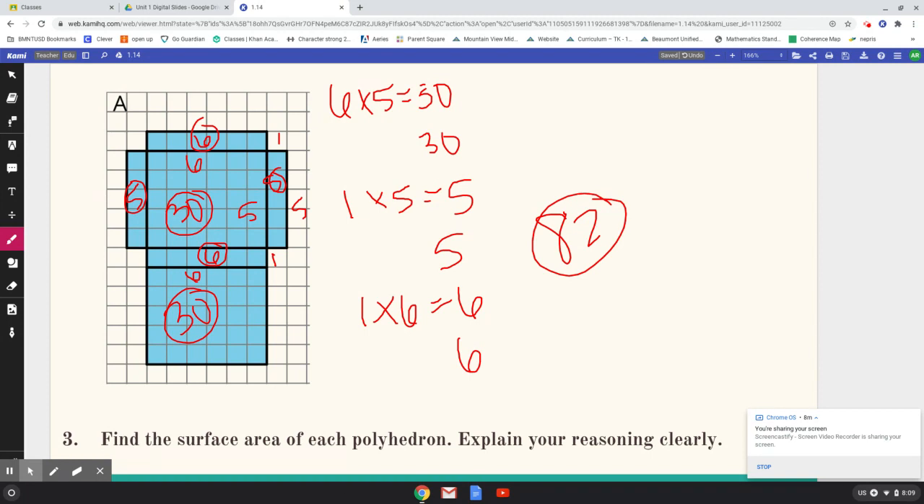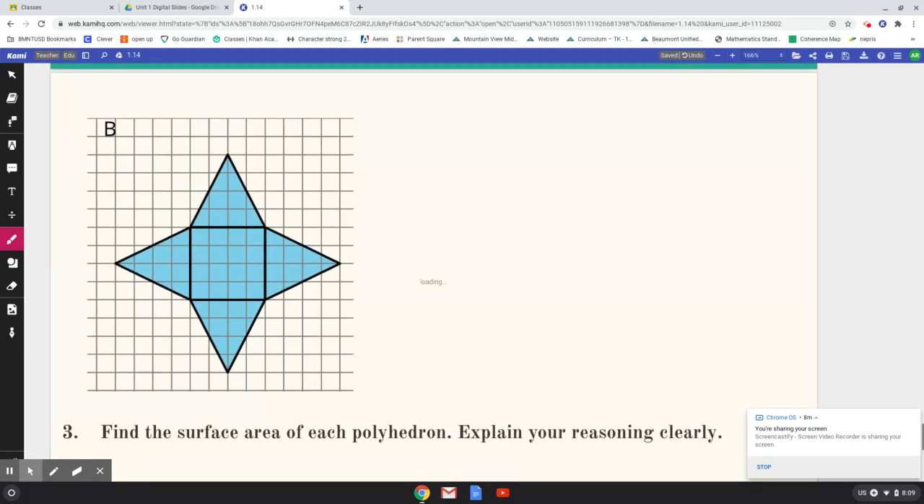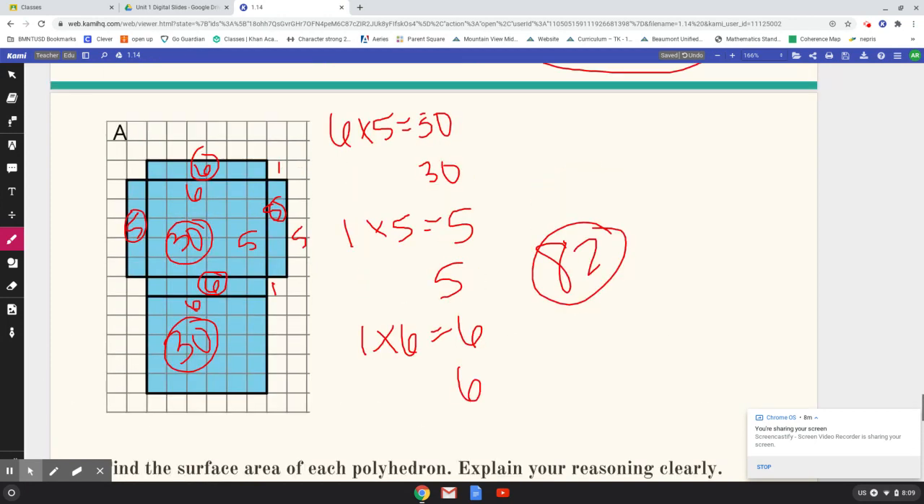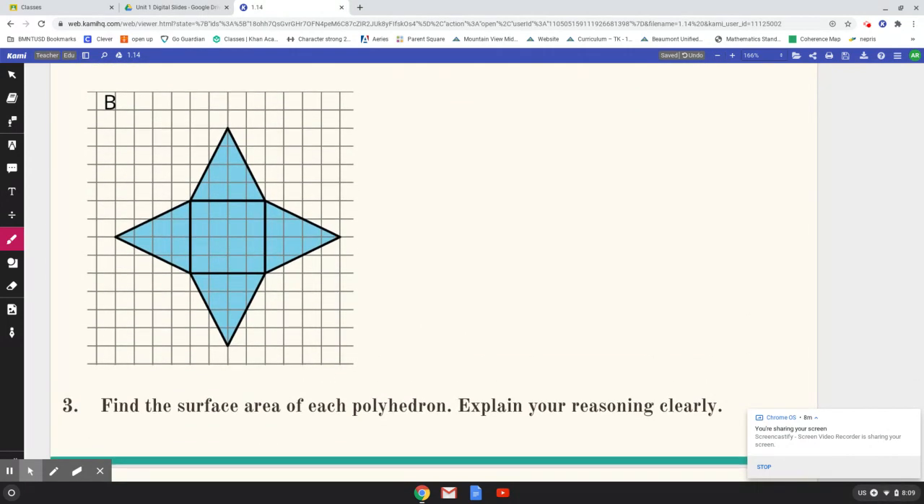Okay. So now we're going to move down and we're going to do B. You're still on the same page. Okay, so now we're doing B. So we're going to find the surface area. Now, the first part is easy, right? We want to find that square. And that square is 4 by 4. So 4 by 4, we know is 16. So the area for that square is 16.